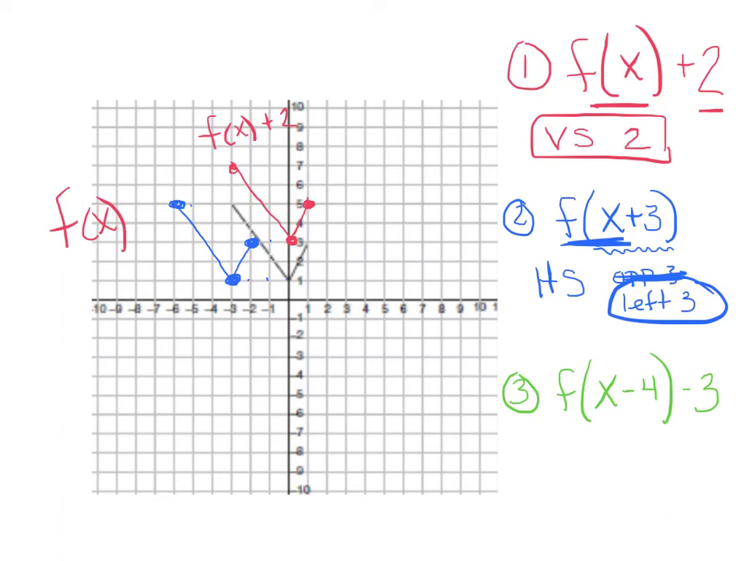This time we're going to do 2 things. Look where the 4 is sitting. Hopefully you're seeing a horizontal shift of 4. And since this was a minus 4, you should be going right 4. And this 3 is outside, which is telling you to do a vertical shift of down 3. So pause it, graph it, see if you get the same thing.